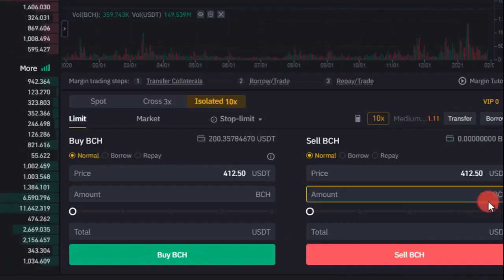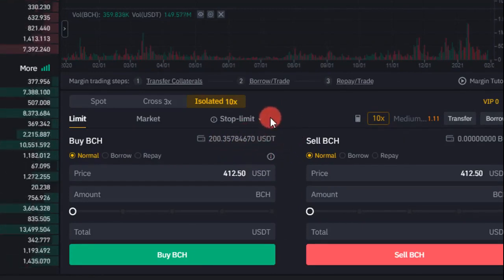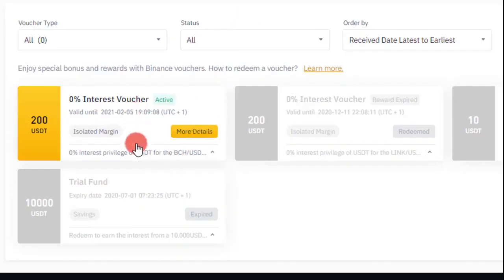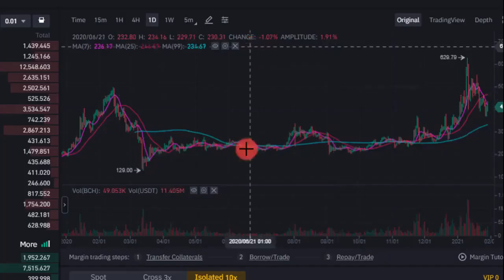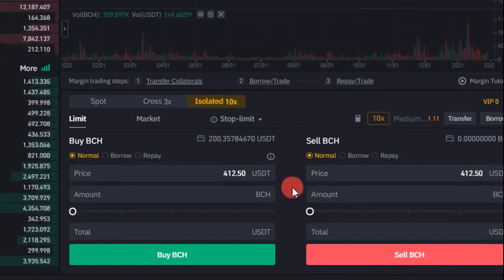So now that I've borrowed about a $180 loan and I have $200 trading capital, I'm not going to be charged any interest for a period of about 7 days. So let me check again. This is the Reward Center, and as you can see here, this voucher is valid till February 05 2021. That's like a week from now. Okay, so right now I'm not going to be charged any interest for the loan I borrowed for the next 7 days. So I can now go ahead and trade.